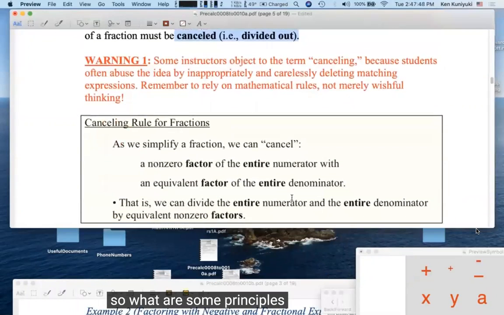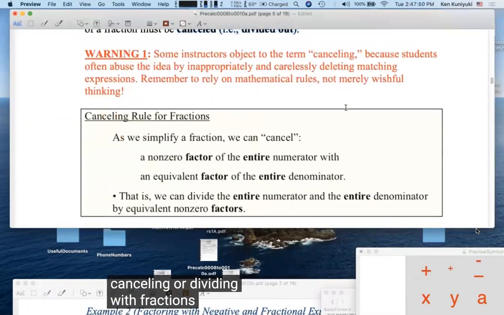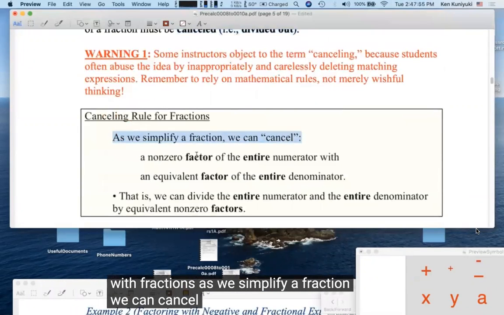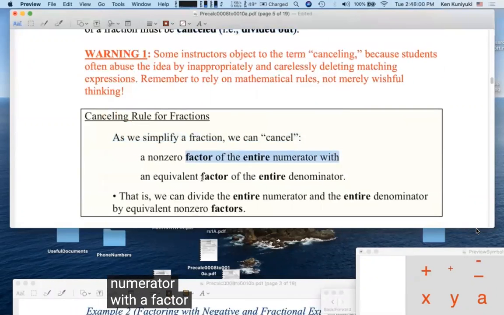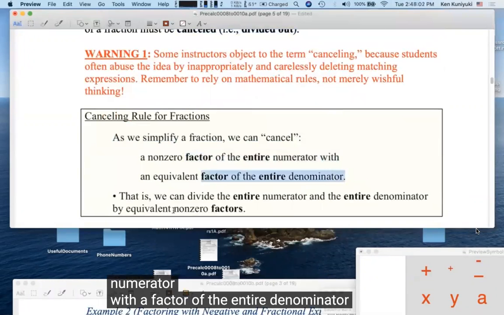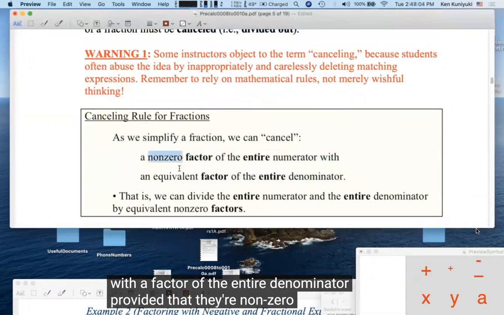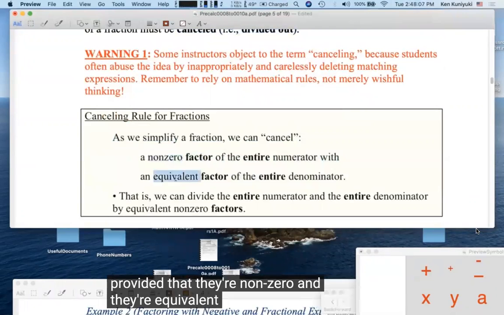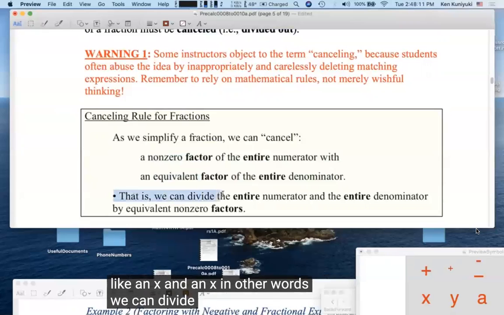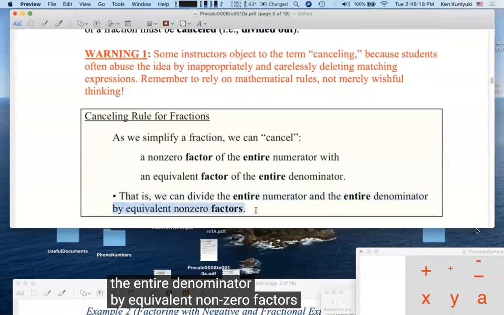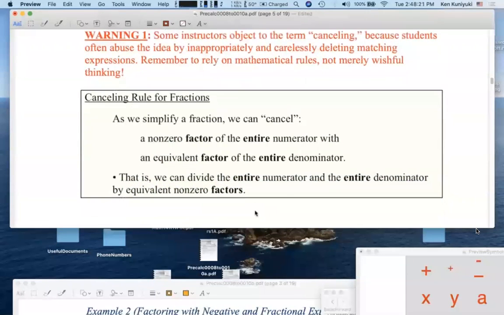So what are some principles for canceling or dividing with fractions? As we simplify a fraction, we can cancel a factor of the entire numerator with a factor of the entire denominator, provided that they're non-zero and they're equivalent, like an x and an x. In other words, we can divide the entire numerator and the entire denominator by equivalent non-zero factors. All right.